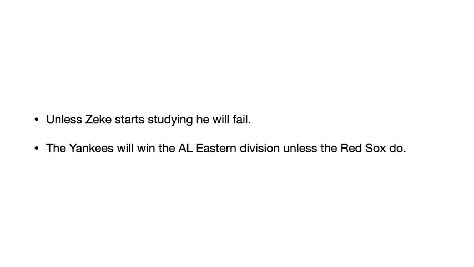Here are two more. These are a little trickier because you have to build in a not, but it's the same basic idea. Unless Zeke starts studying, he will fail. The Yankees will win the AL Eastern Division unless the Red Sox do. So with these, you'd have to use a not, but how could you rephrase this into an if-then statement if you built a not into at least one part?